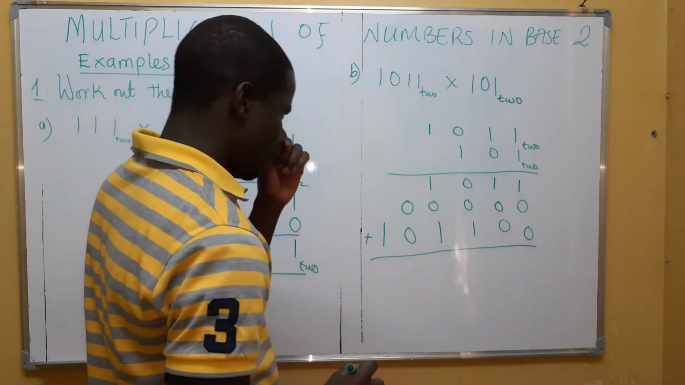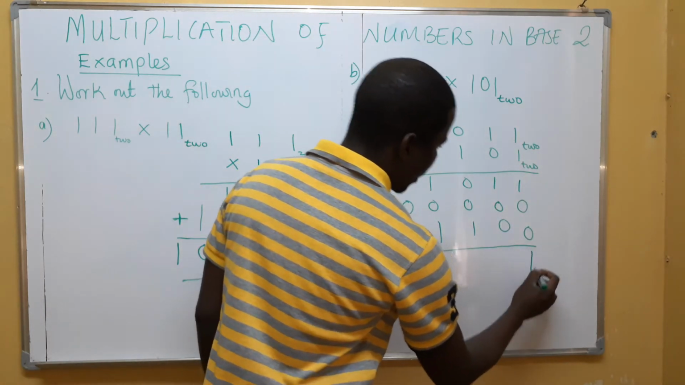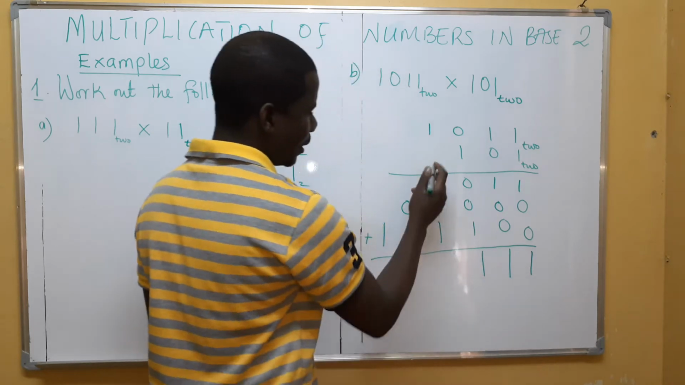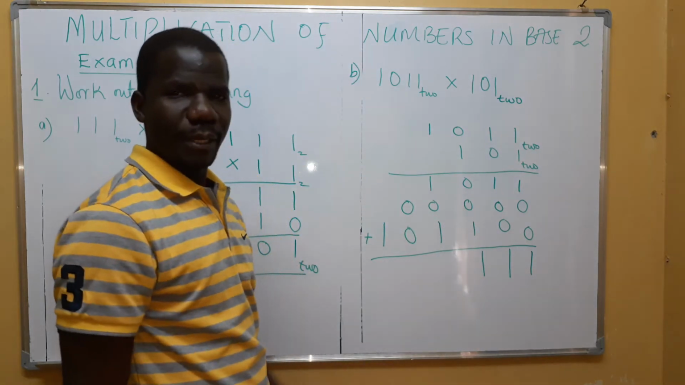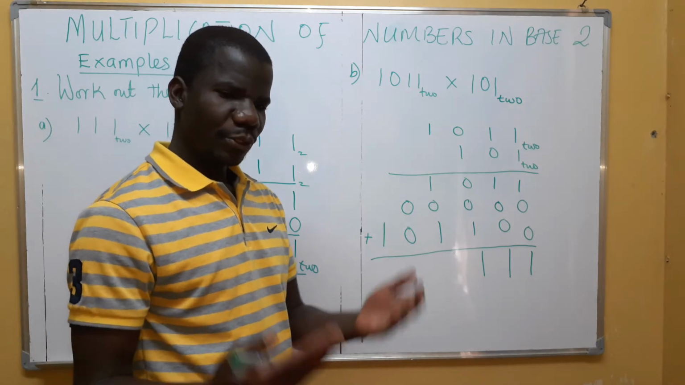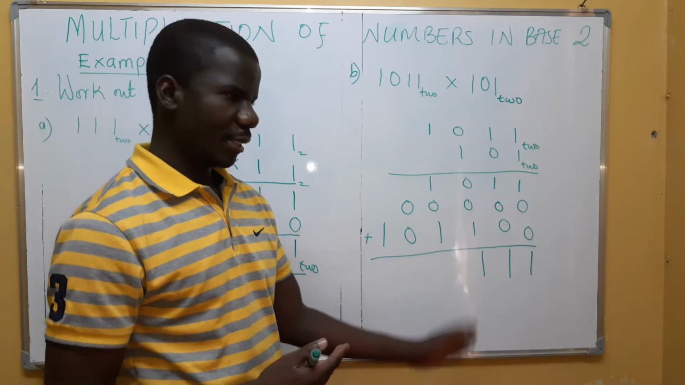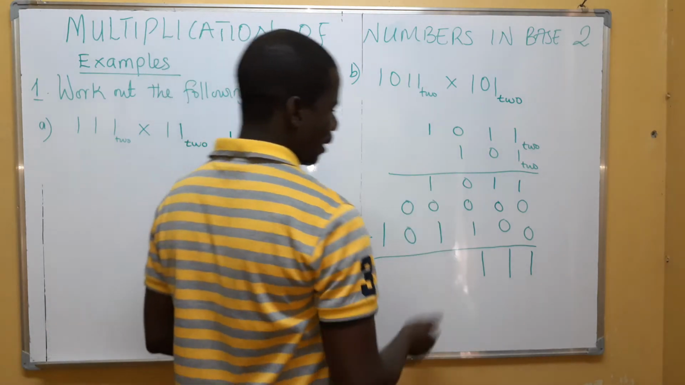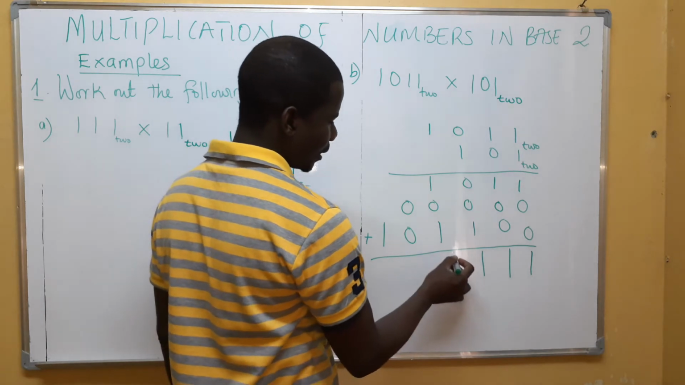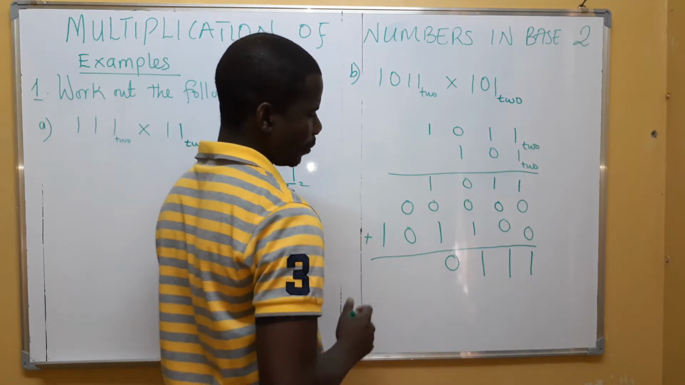Okay? We add these. What do we get here? 1. Here, 1. Here, 1. Here, 2. Now when we have 2, that is why I said that each time we get a number that is 2 and above, we need to divide that by 2 and then begin with the remainder. So here we have 2, so that 2 has to be divided by 2. So we're going to get 1, remainder 0.